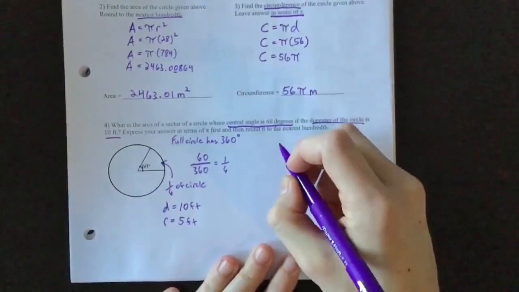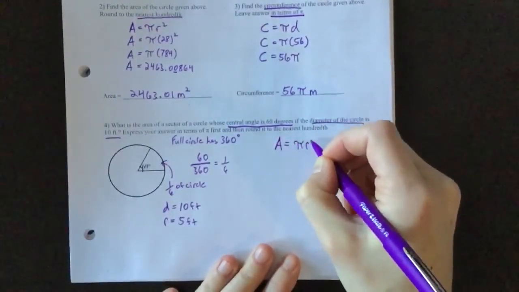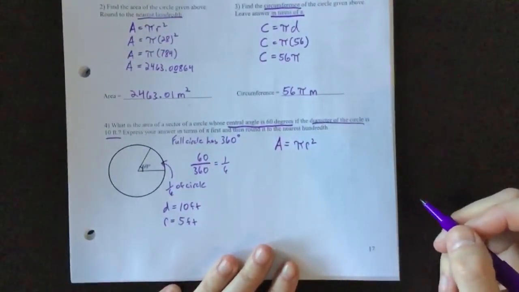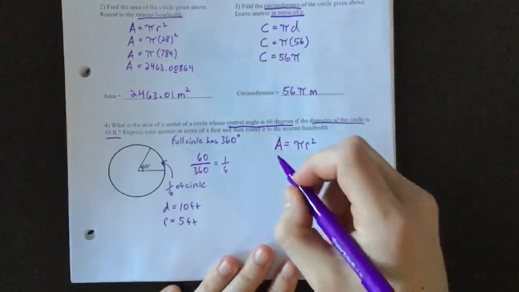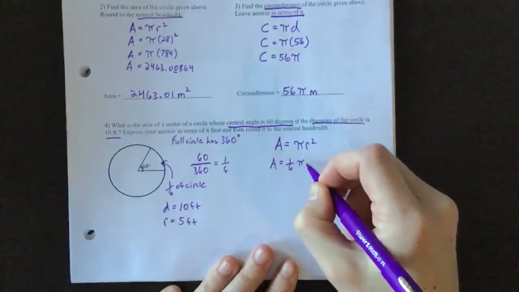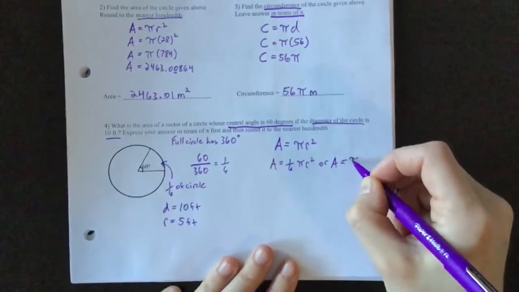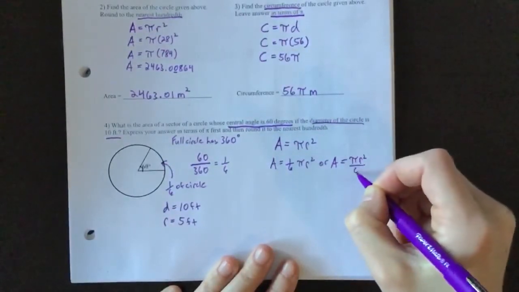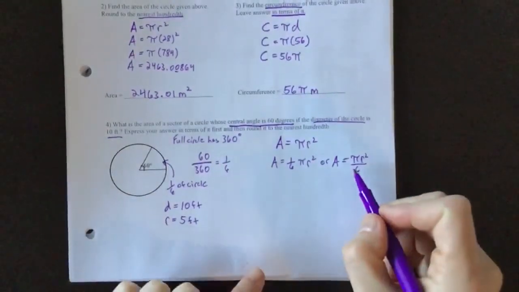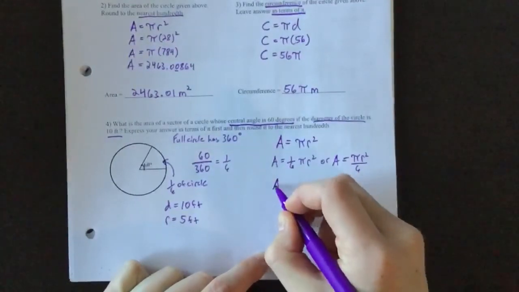So find the area of the sector. I know our area of a full circle is pi r squared. Our sector is just 1/6 of that. So what I can do is take our area formula and say, okay, I'm just going to take 1/6 of the area of the circle, or we could say it's going to be pi r squared divided by 6. Both do the same thing, okay? For today, I think I'm going to use the pi r squared divided by 6.